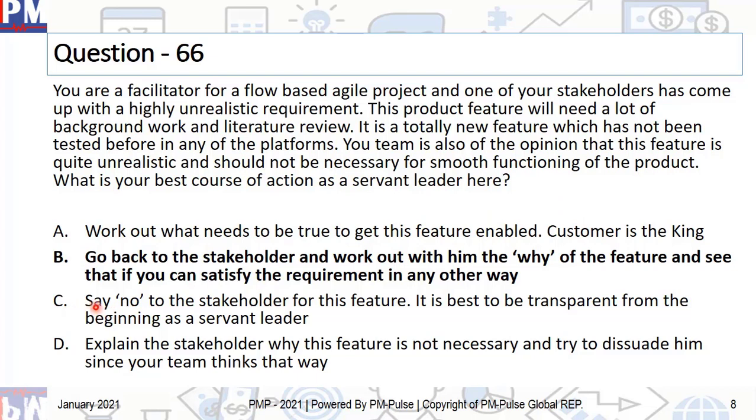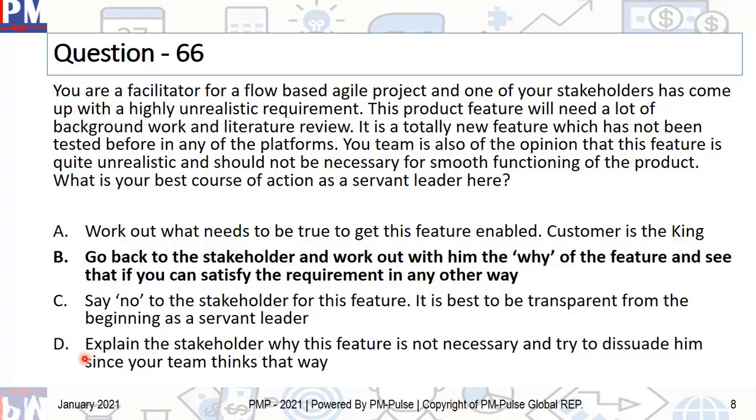If you look at C, say no to the stakeholder for this feature. It is best to be transparent from the beginning as a servant leader. Again, this is the other extreme. The earlier option was the extreme of agreeing to whatever the customer says, and this is the other extreme. This is also not done. We need to understand why that particular feature is needed.